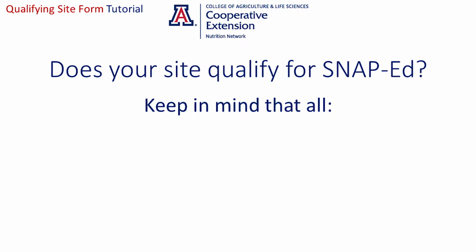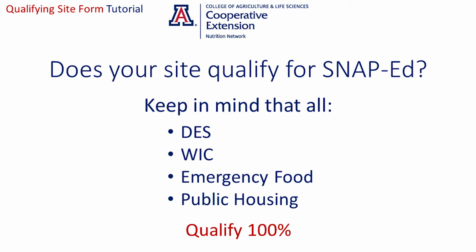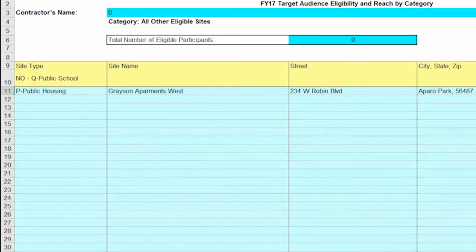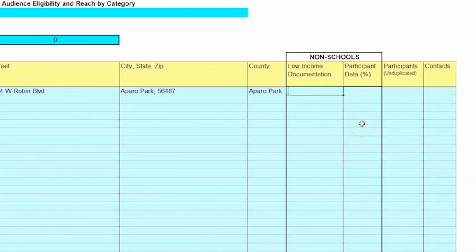In participant data information, enter the percentage of people at the site that qualify based on the qualification method you used. Keep in mind that all DES, WIC, emergency food, and public housing service settings qualify 100%. If your site is one of these types, you will write your site type, such as public housing site, into the low-income documentation box, and then type 100% in the participant data information box.